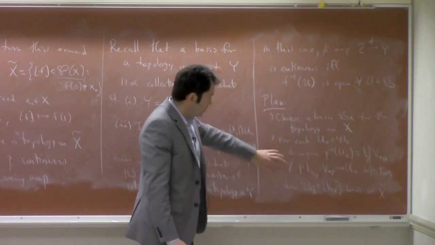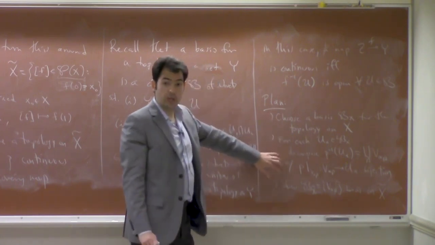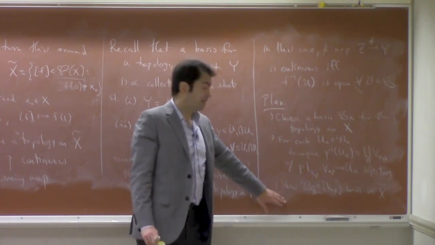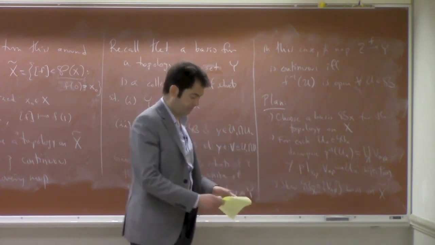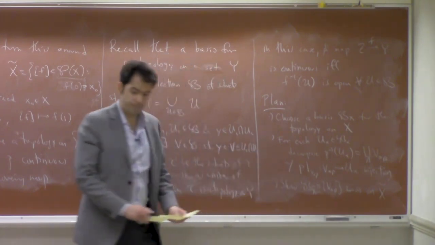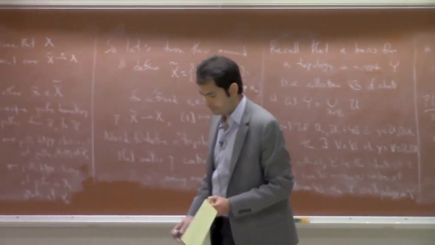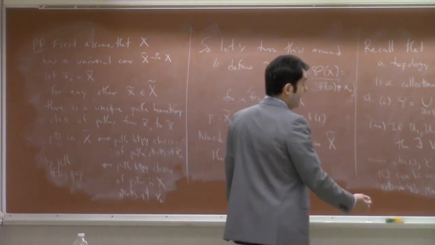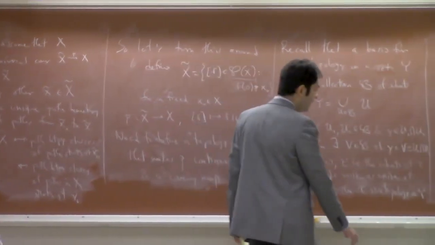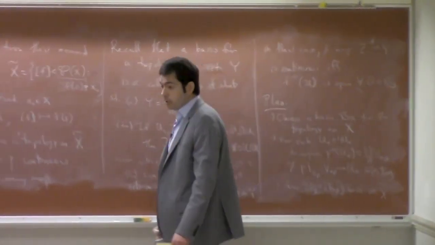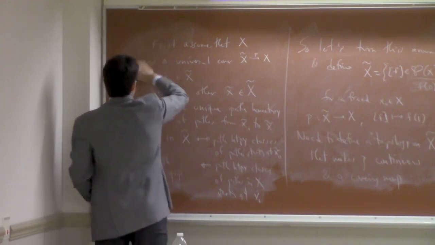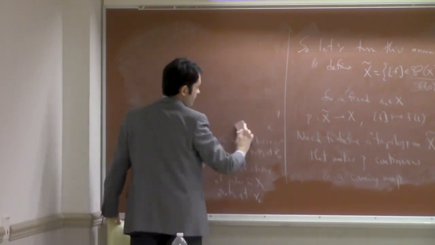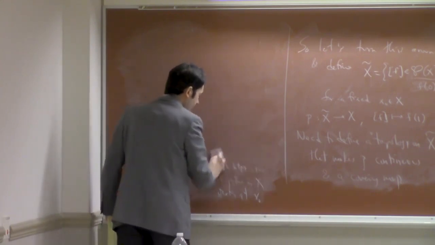We need to choose a basis so that P behaves as if it were a covering map, and then that'll give us a basis for X tilde that actually makes it a covering map. Okay, and how we're going to choose this basis for X should be pretty clear from the hypotheses we assumed. Right? So we assumed that X was path-connected, locally path-connected, and semi-locally simply connected.